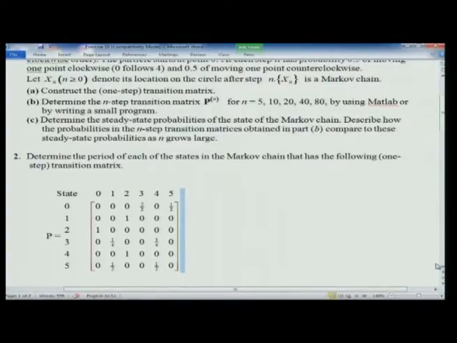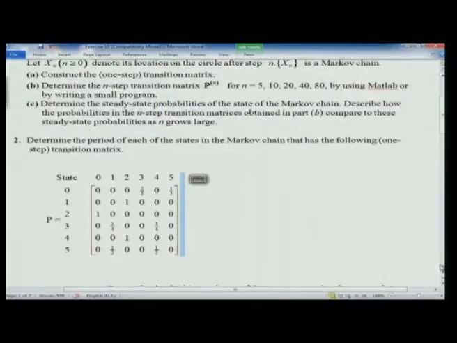You have to determine the period, that means you will have to compute P square, P cube, and so on. Here also you can make use of the same program that you wrote for part B, and then you can compute P square, P cube, and so determine the periods of the periodic states.